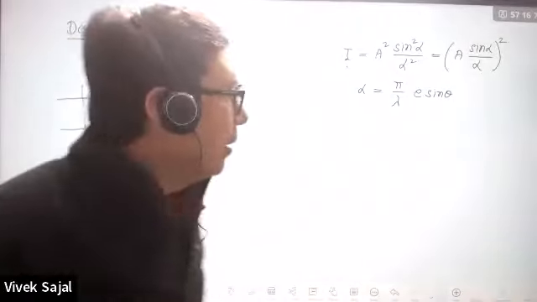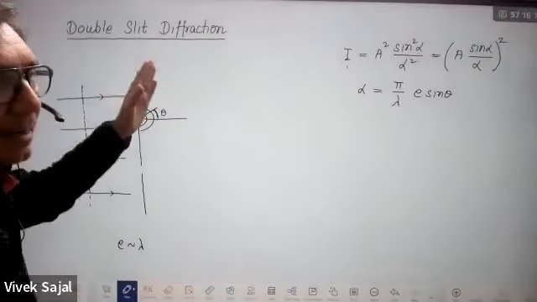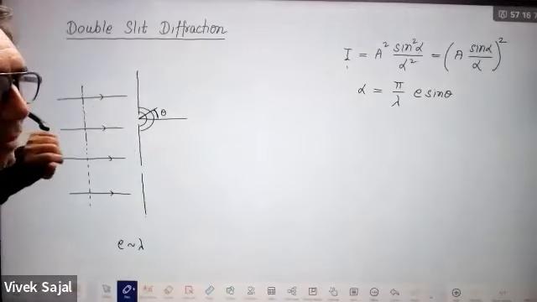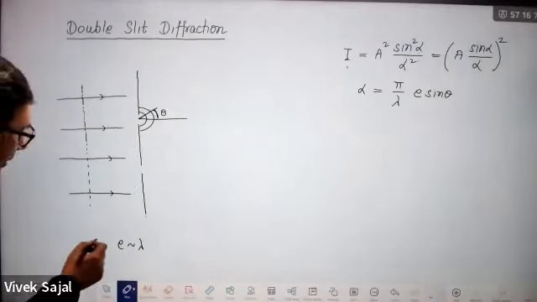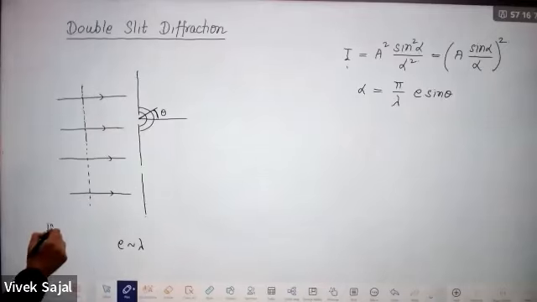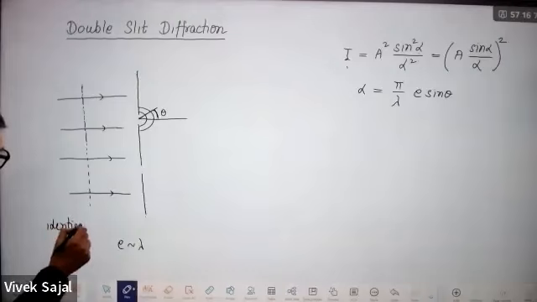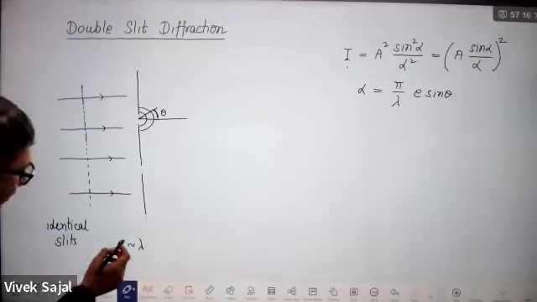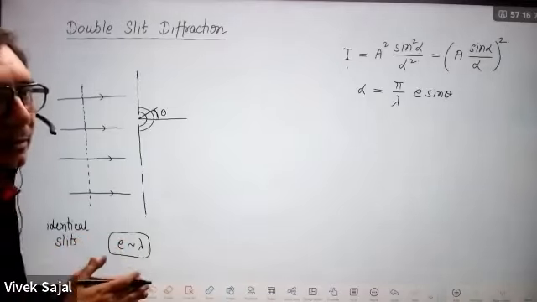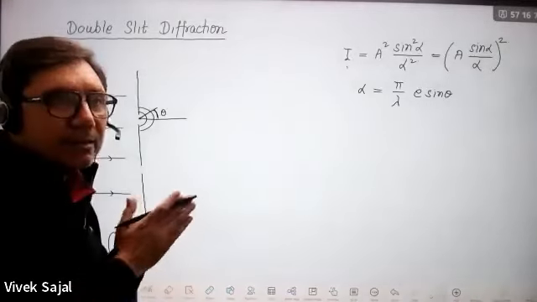So I was discussing double slit diffraction. In case of double slit diffraction, you are having two slits, identical slits, whose width e is of the order of lambda so that diffraction should occur.